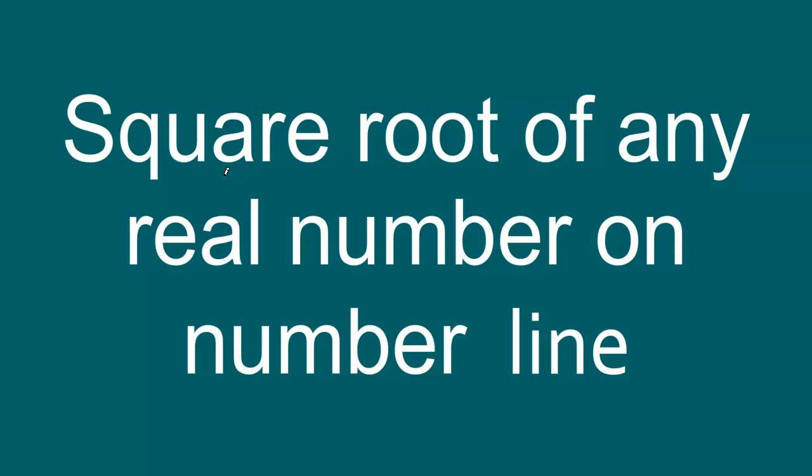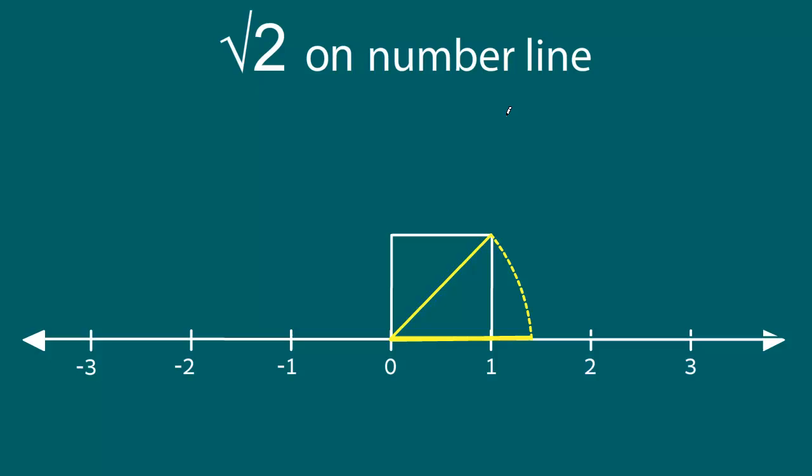How to find out the square root of any real number on the number line, and we are going to focus mostly on irrational numbers. Let's find that out. We have seen earlier how to find out square root 2 on the number line using the unit square method. Then we have also seen how to find out square root 3 on the number line.